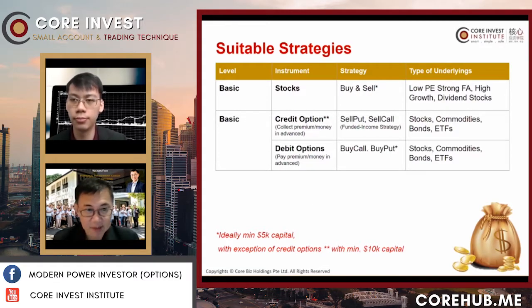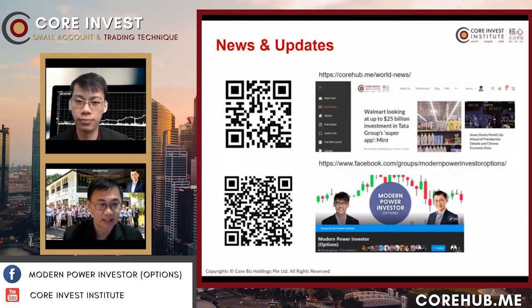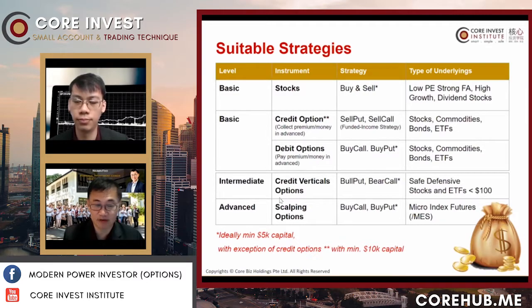Very often, people think that with small capital, you cannot do advanced strategies. In fact, it is a myth. Here we're going to show you that even with a small capital of $5,000 to $10,000, you can also do intermediate as well as advanced options.